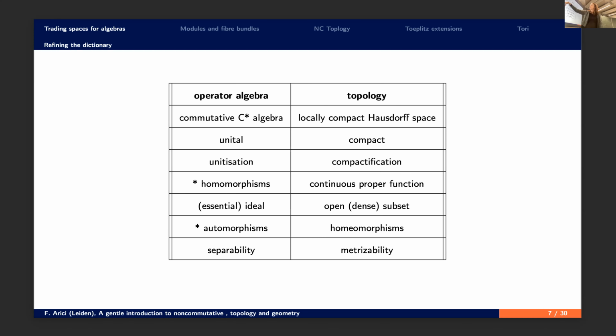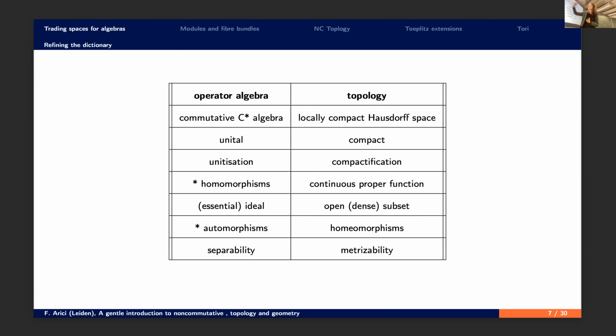And whenever you do a process of unitization of a non-unital C*-algebra, either by adjoining the unit or by taking a different type of unitization, then this results, in the topological world, in compactifying your space, and different compactifications correspond to different unitizations. So the minimal one is the one-point compactification. The Stone-Čech compactification corresponds to taking the multiplier algebra, which is the biggest algebra possible. And there are all correspondences here also.